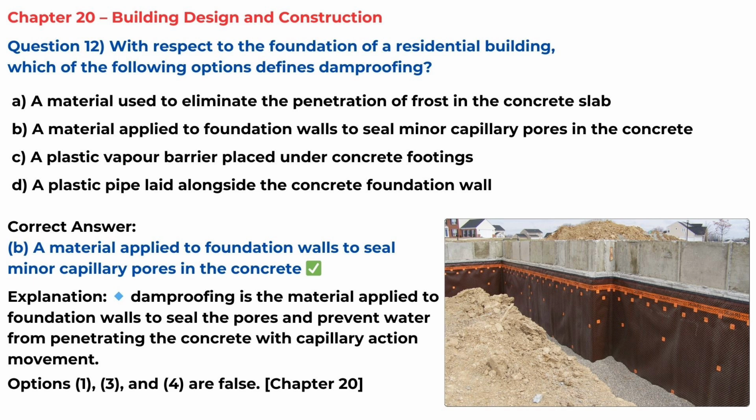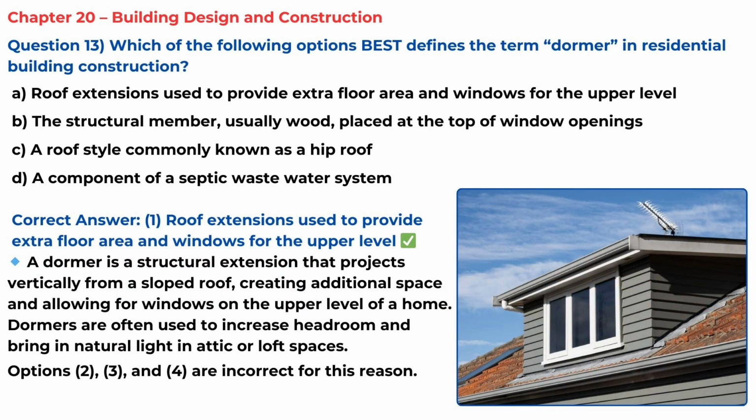Explanation. Damp-proofing is the material applied to foundation walls to seal the pores and prevent water from penetrating the concrete with capillary action movement. Options 1, 3, and 4 are false. Question 13. Which of the following options best defines the term dormer in residential building construction? Correct answer, A. Roof extensions used to provide extra floor area and windows for the upper level.